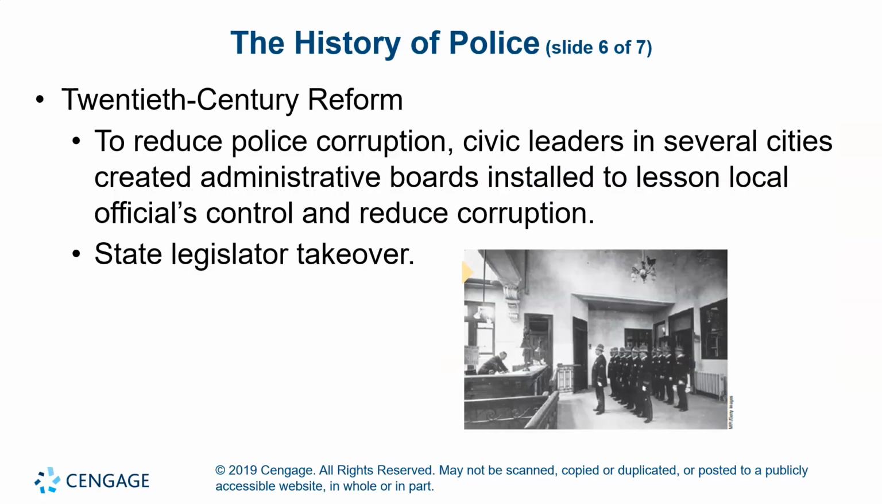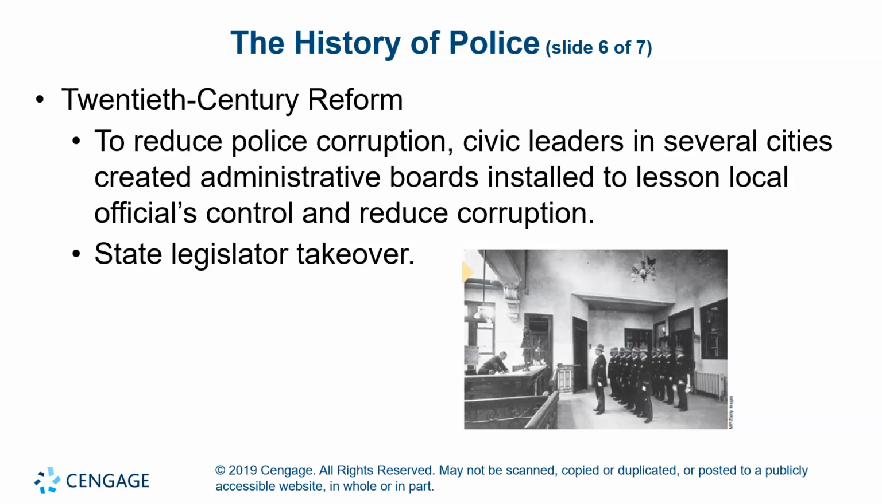Okay, so keeping with the history, let's look a little bit now at 20th century reform. In an effort to reduce police corruption, civic leaders in a number of jurisdictions created administrative boards to lessen local officials' control over the police. These boards were responsible for appointing police administrators and controlling police affairs. In many instances, these measures failed because the private citizens appointed to those review boards lacked any type of expertise in the intricacies of police work, right? They weren't police, so they didn't understand how the system worked, so they weren't even sure what to do.